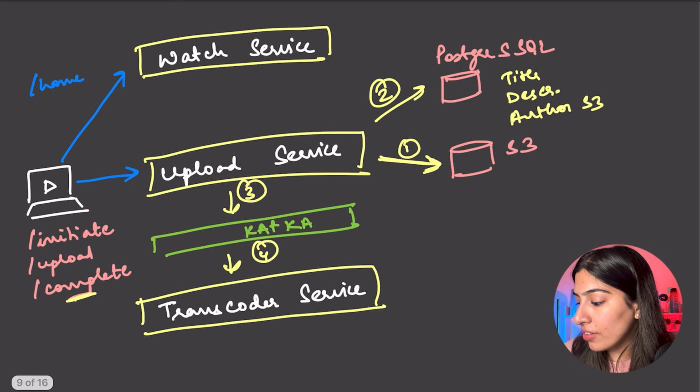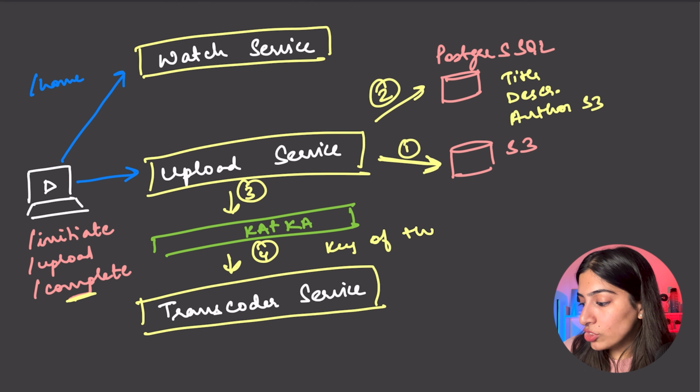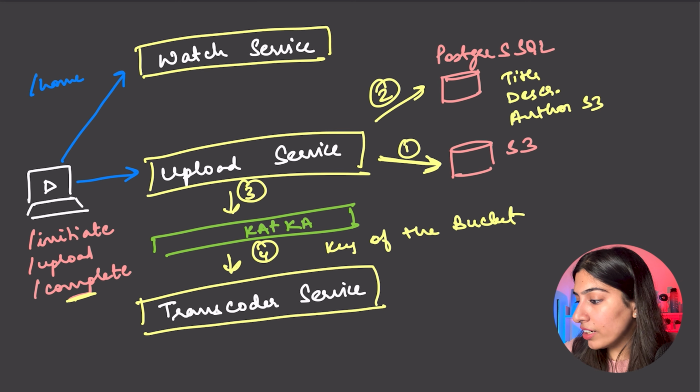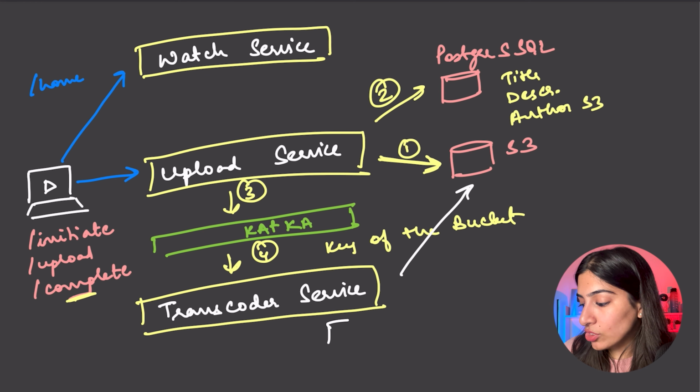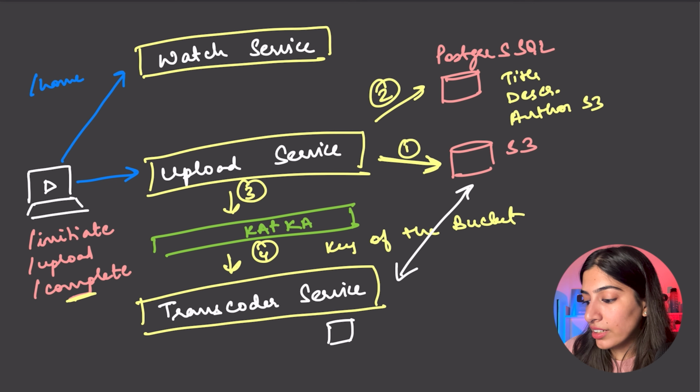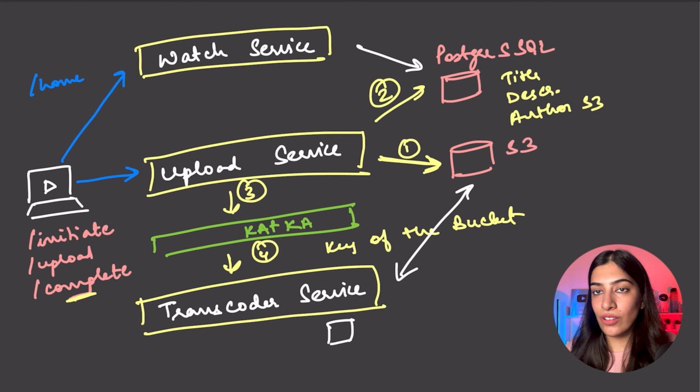What did it need from Kafka? It needed just the key and the bucket. So this transcoder service went to S3, and it got the file locally. It transcoded everything and then it put it back. So what service is getting all the details for /home, and from where? From PostgreSQL. So these are the things that we have coded.